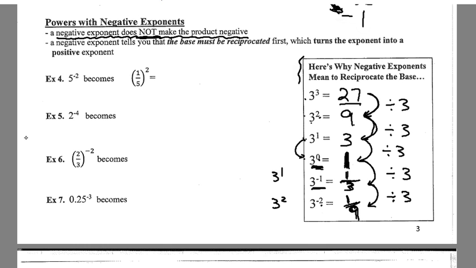So the rule is negative exponents. It's not a negative answer. It tells you the base has to be reciprocated. And that's the key rule.